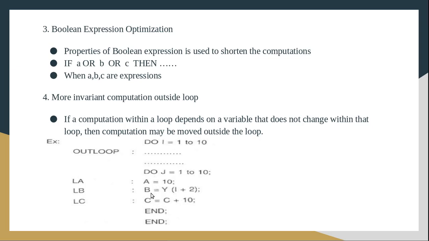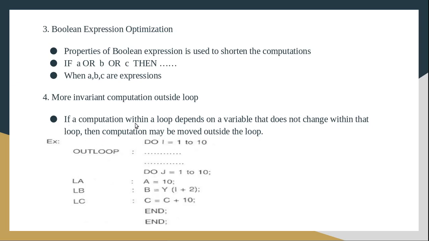So when we consider these three statements, A equal to 10 is a constant, so we can take it outside the outer loop, outside of both the loops. B equal to Y into I plus 2: in this particular inner loop, I plus 2 doesn't change, so we can take that LB statement out of the inner loop. Okay, so that is what is said in the fourth method.